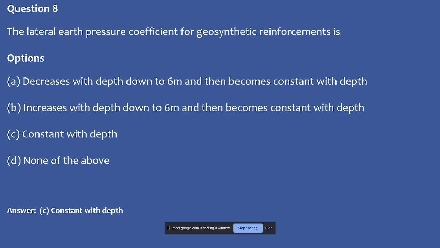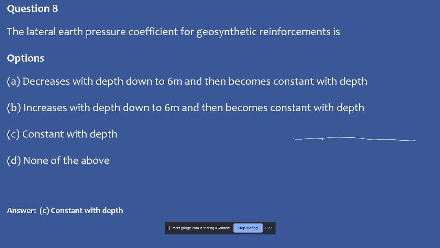So yeah, the correct answer is C. The lateral earth pressure coefficient for geosynthetic reinforcement: whatever geosynthetic reinforcement we are providing within the soil domain. So if this is the soil domain, you have geosynthetic reinforcement.